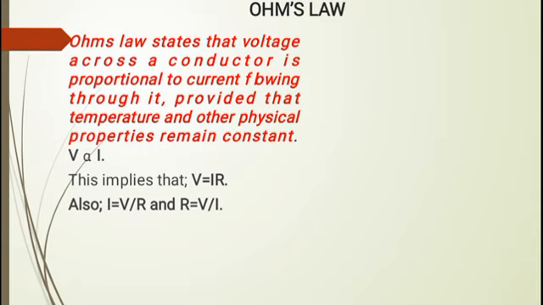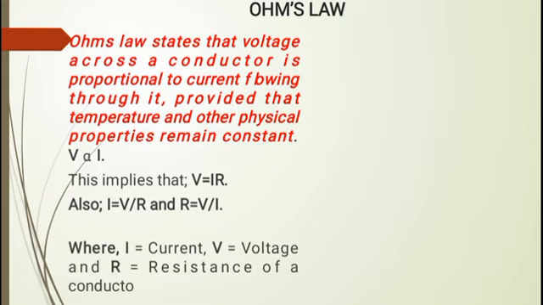And mathematically, we can present this as V directly proportional to I, and in every proportionality statement, there must be a constant of proportionality. So that is why we have a mathematical representation below, which is V equal to IR. And in this equation, R stands as the constant of proportionality, which is the resistance of a given conductor.